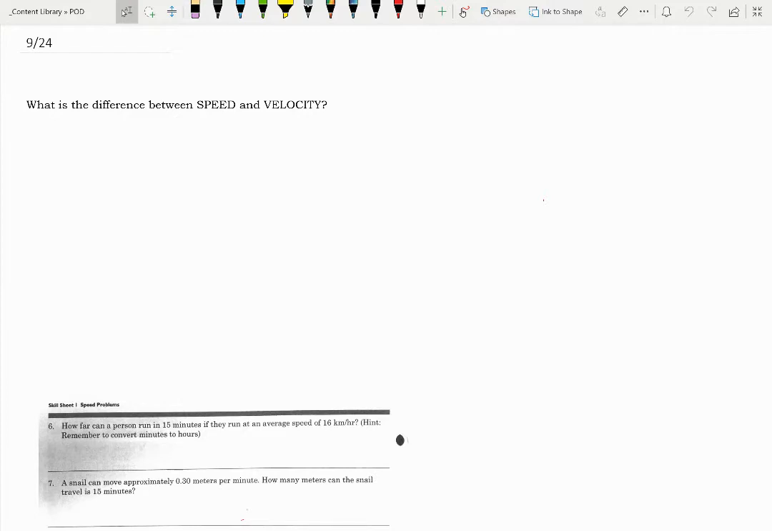Okay, so yes. Go ahead, answer, Lauren. Speed and velocity. Speed is how fast the thing is moving, and then velocity is how fast the thing is moving at a specific rate. All right. So speed.